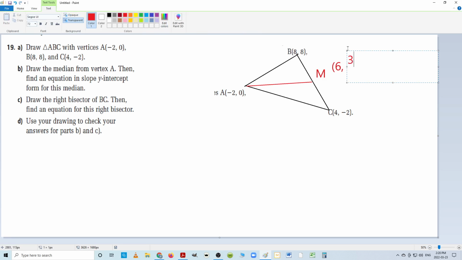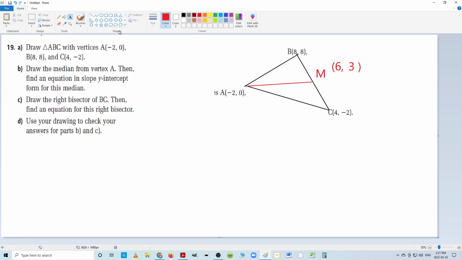So let's go back and look at our questions. Here's another thing I want you to start doing. Go back and make sure you answer the question. Did I draw it? Yes, I drew it. Did I draw a midpoint? Yes. Then did I find the equation of the slope? No, I've only found this midpoint. So if I want an equation in slope y-intercept form, that means she wants me to find this.